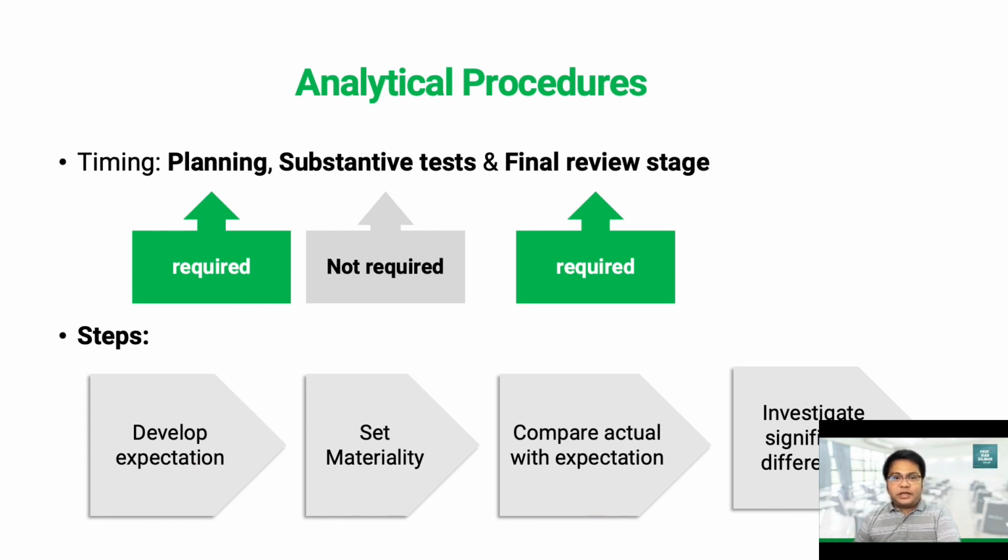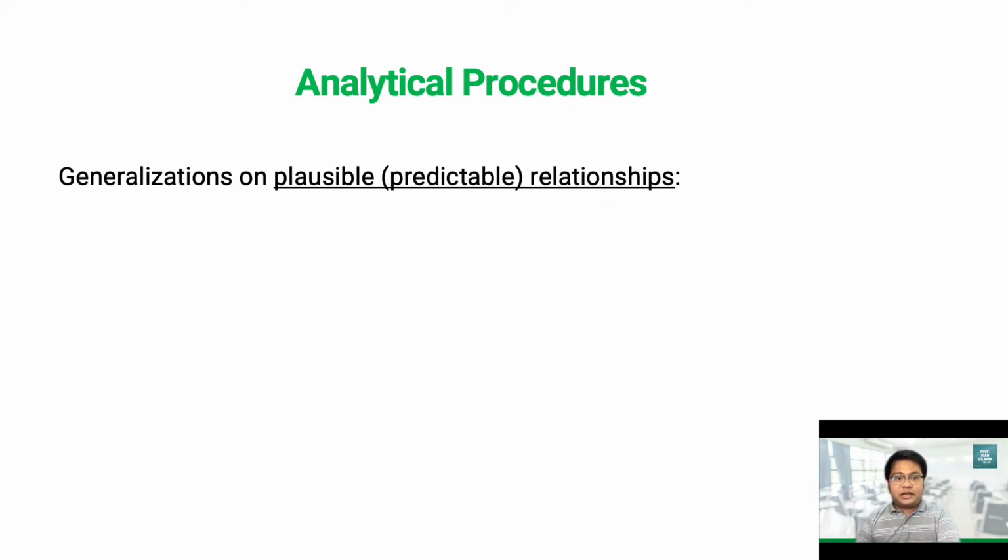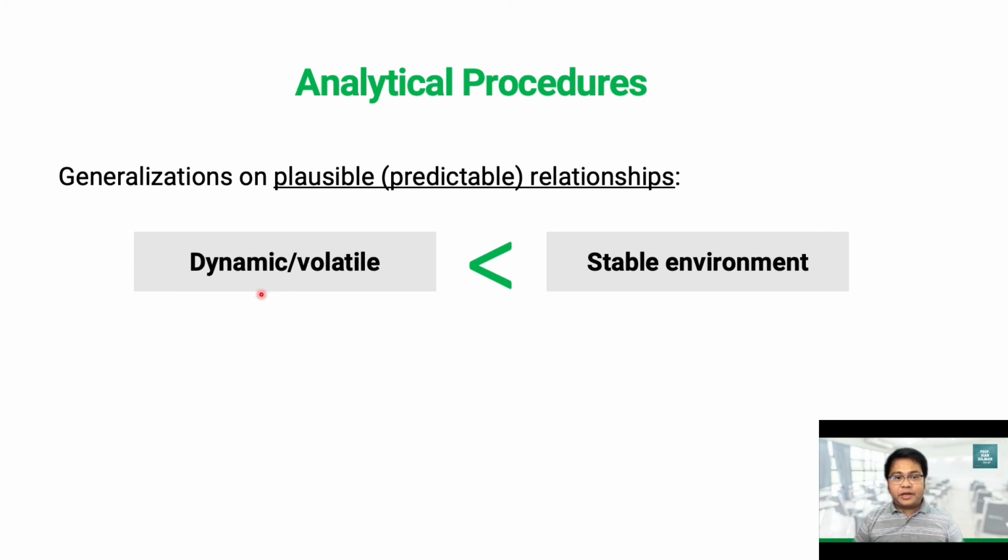Okay? And another thing is that there are limitations in using analytical procedures. So we can only use analytical procedures in certain situations. Okay, so meaning to say analytical procedures are more effective in certain situations compared to others. So for example, these are generalizations about plausible or predictable relationships. Usually, the results of analytical procedures are more reliable if we use them in a stable environment compared to a dynamic or volatile environment. Because it's easier to predict when the environment is stable compared to when the environment is dynamic or volatile. So it follows the result of our analytical procedures would be more reliable if the environment is stable.